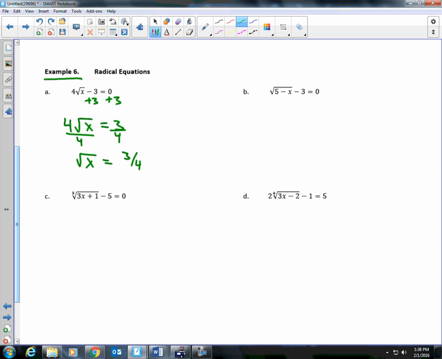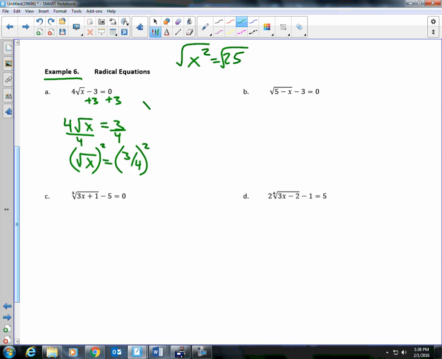Now, if we had x squared is equal to 25, what did we do to get rid of the squared? What did we do to both sides? We square rooted it, okay? Those are what we call inverse operations. They undo each other. So if I want to get rid of a square root, what do you think I do to both sides? I square both sides. So to get rid of a square root, we square both sides.